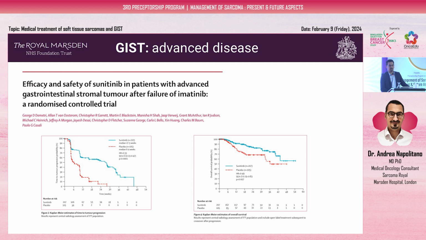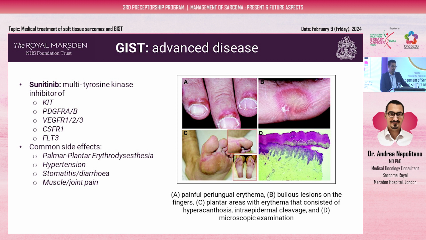Now, in the second line, sunitinib is recommended. And this is the study by George Demetri and colleagues showing a benefit in terms of progression-free survival and overall survival with sunitinib. But sunitinib is a dirty tyrosine kinase inhibitor. It has many targets and is not as well tolerated. Palmar-plantar erythrodysesthesia, hypertension, stomatitis, diarrhea, and muscle and joint pain are quite common. In the trial, the schedule that was used was 4 weeks on, 2 weeks off. But we also use the continuous schedule at 37.5 milligrams. This is a very good alternative and is tolerated better by patients.